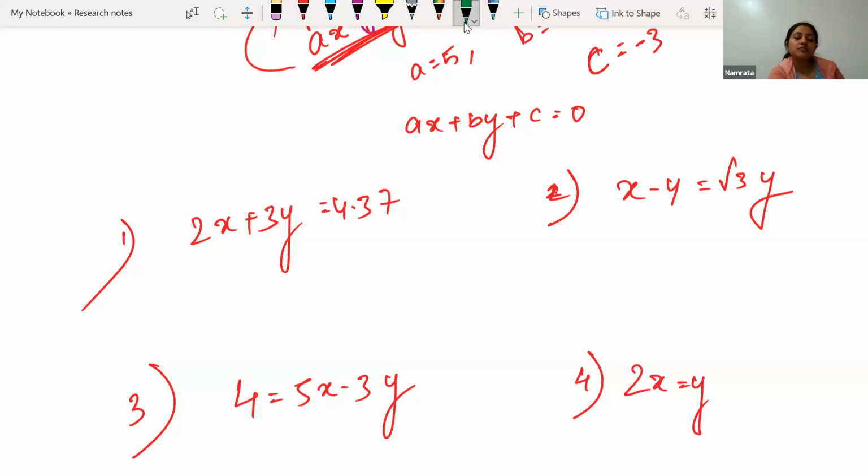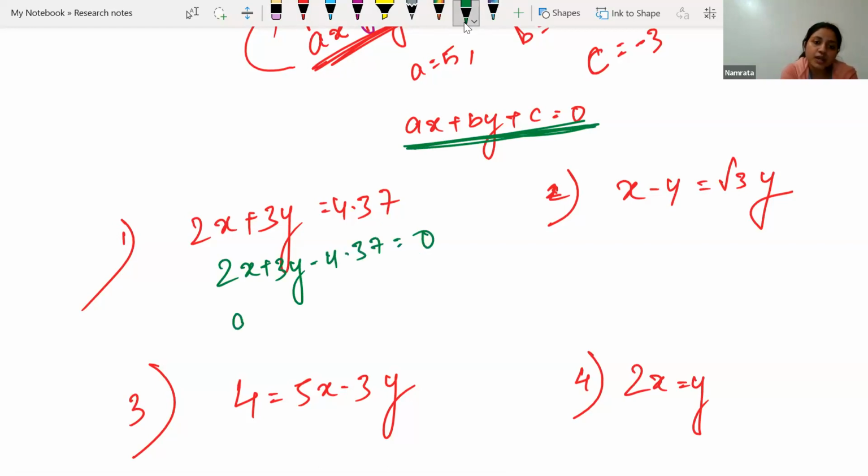So can you tell me, for the first one, how can we write the given question in this format? 2x plus 3y minus 4.37 equals 0. Perfect. What is the a value, Rumaisa? a is 2, b is 3 and c is minus 4.37. Perfect. Let's do the same for the second one.